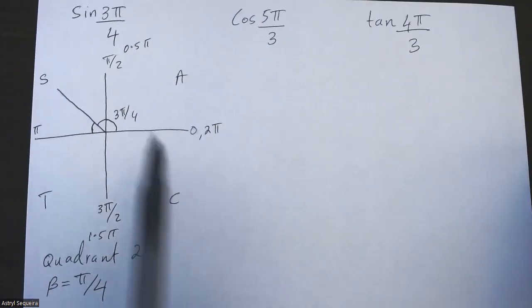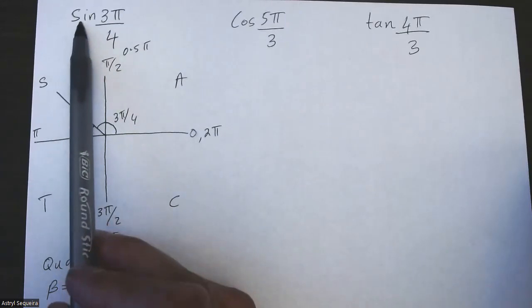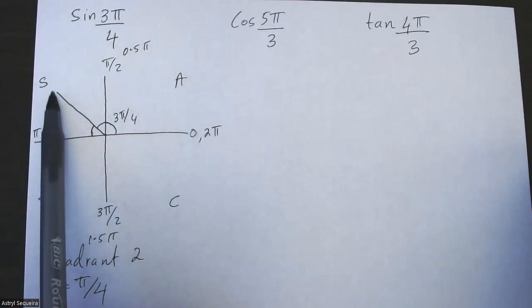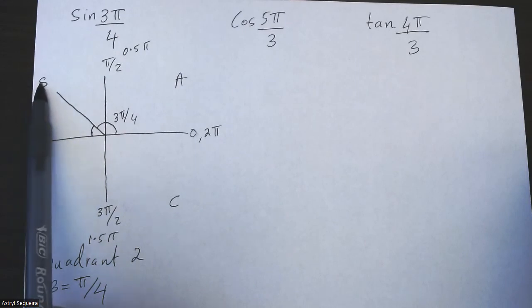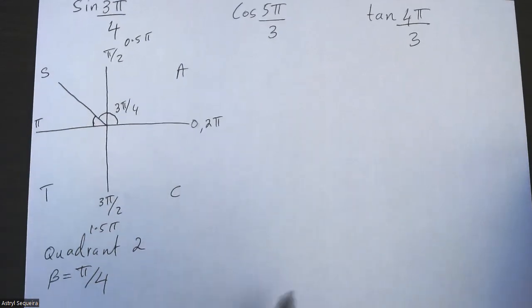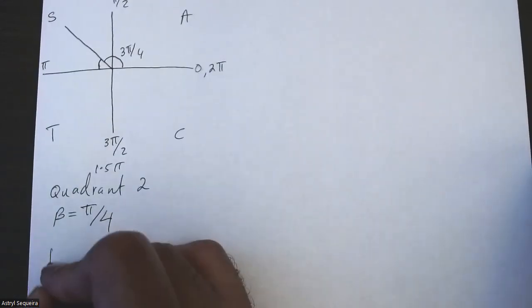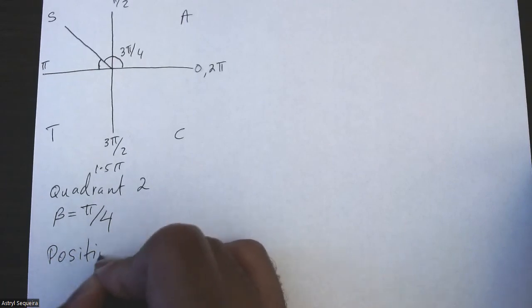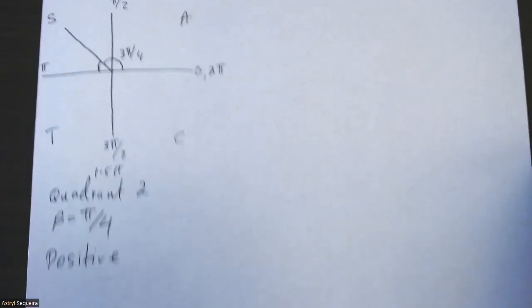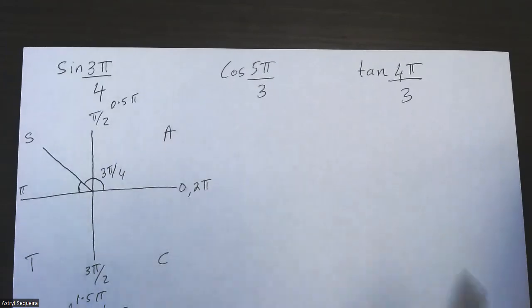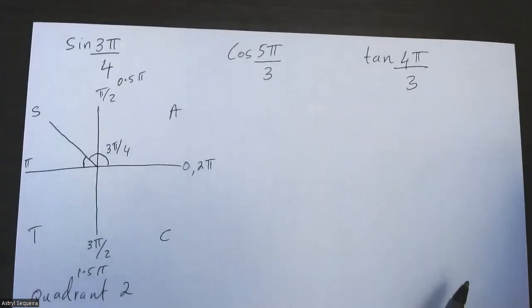And to determine the sine, we know that this is a sine ratio, and we know that sine is positive in this quadrant because it's S. So according to our CAST rule, this is going to be a positive ratio. Basically, if you type in sine of 3 pi over 4 in your calculator, you'll get a positive number.